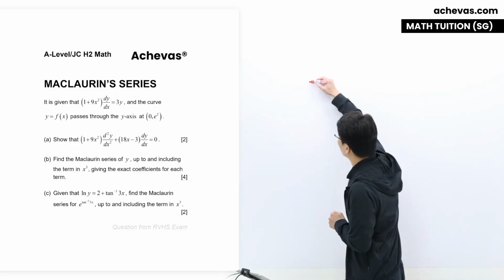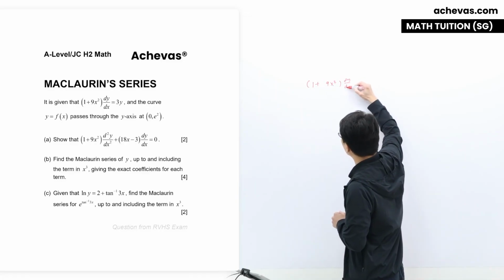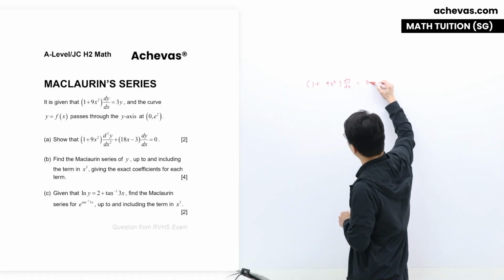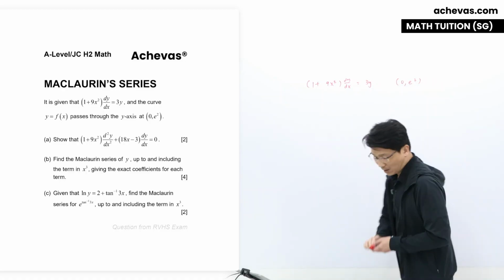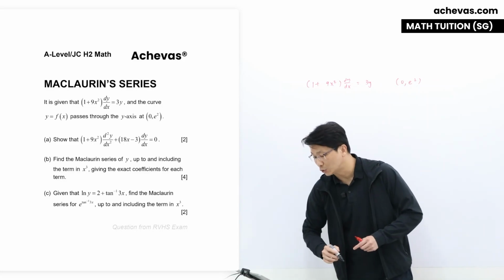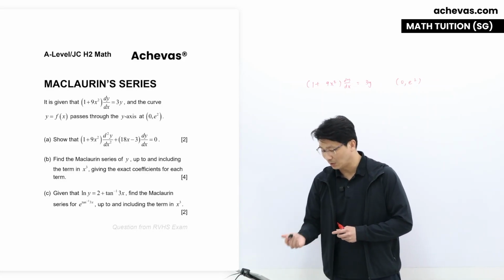Let me just write down the information given by the question first. We have (1 + 9x²) dy/dx equal to 3y, and it passes through (0, e²). And part A wants us to show this second order equation is equal to this particular expression here.